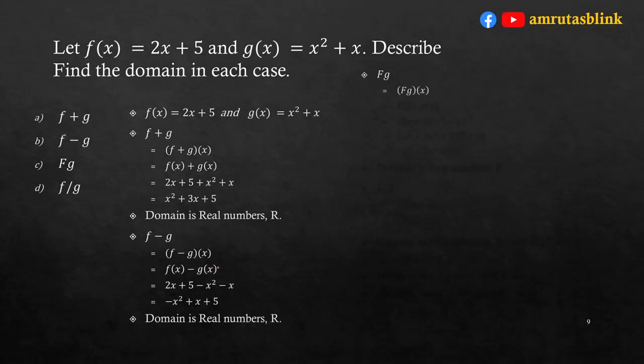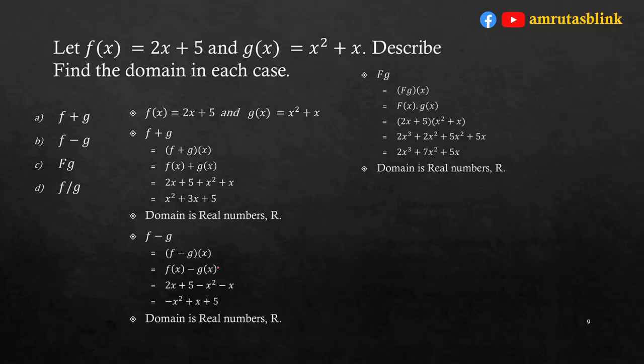Now next is fg. Fg of x is equal to f of x into g of x, that is 2x plus 5 into x square plus x. After simplification we will get 2x cube plus 2x square plus 5x square plus 5x, that is 2x cube plus 7x square plus 5x. Now similar to previous two cases, domain of fg is also real numbers.